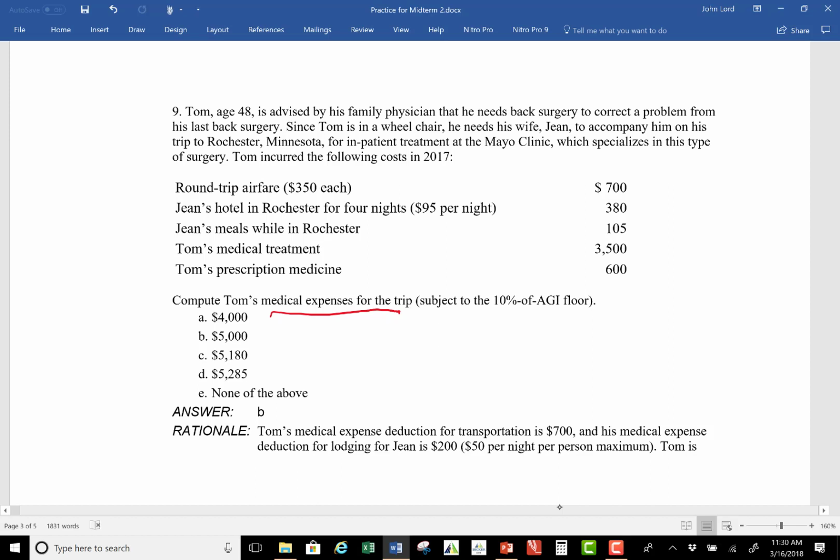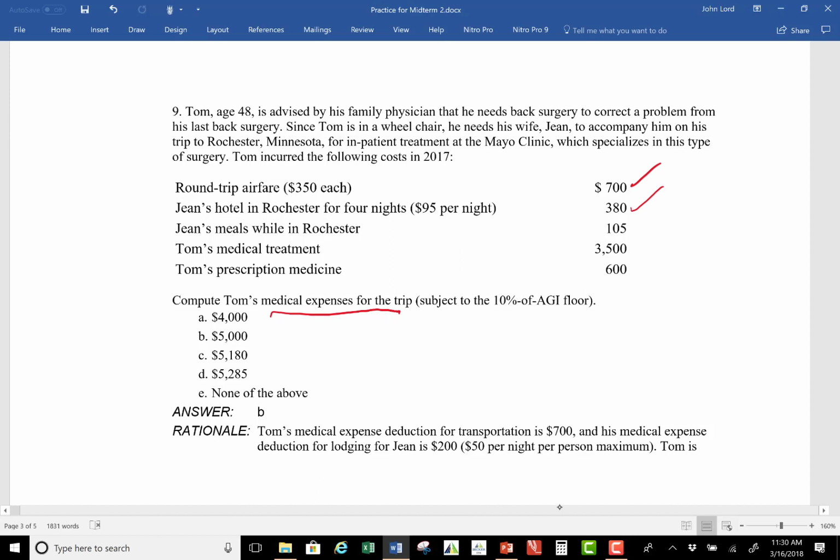But anyway, we come over, and we have the round trip airfare. Can they take that? They can take that. Jean's hotel in Rochester for 4 nights. They could take that. And of course, it begged the question, are they staying in the same room? I assume they are. They say Jean's, but I guess he's staying there too. If they weren't talking, got in a fight and rented another room, they could take that one too, right? Okay, so I don't know why they just call it out as Jean's.